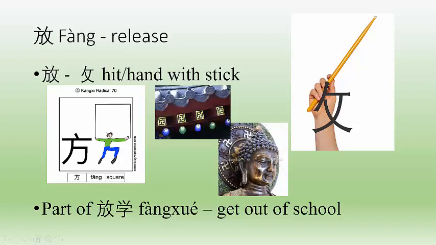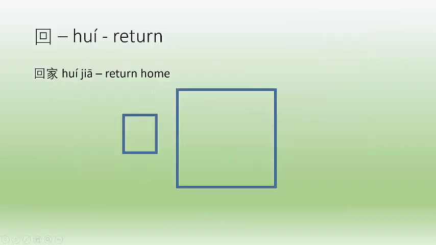Swastikas are a common Buddhist good luck symbol, and you'll see them all over Asia. They're backwards from the Nazi symbol. The Nazis stole them and then did a mirror image. The next character is Hui. It's pretty obvious. The little box returns to the big box. Hui. And it's part of the phrase Hui jia, go home.